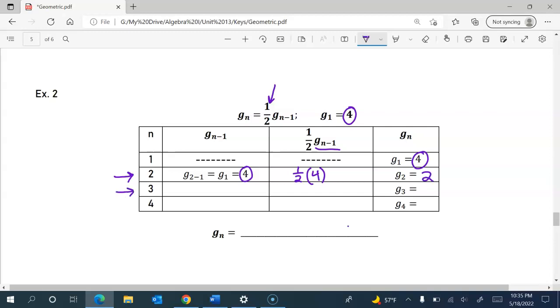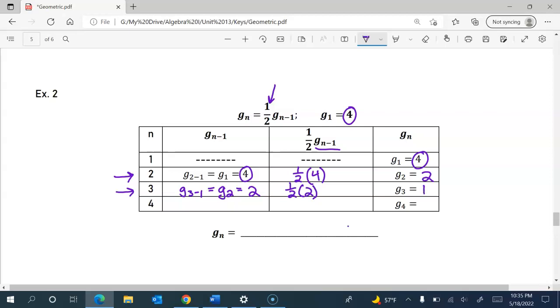Alrighty, to find my third term, I need G sub 3 minus 1, because I'm trying to find my third term. So I need to know my second term. We just found it. G sub 2 was 2. In order to find my third term, I need to take half of 2. Well, half of 2 is just 1.